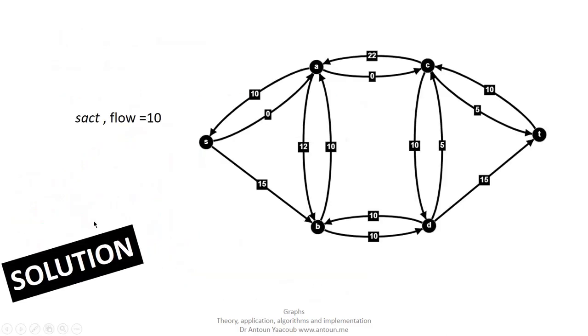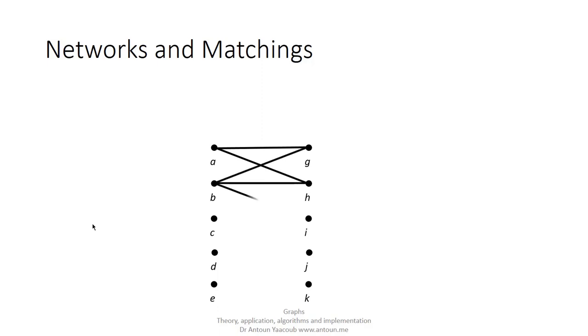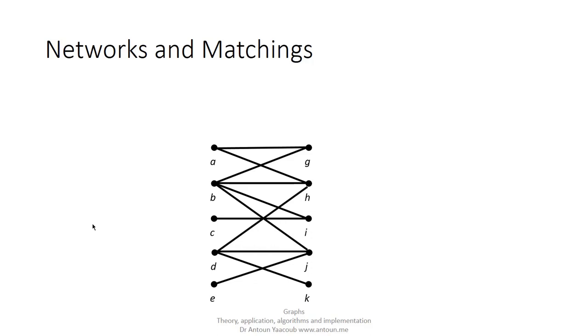The last part is about networks and matching. Network flows can be used easily to solve bipartite matching. Let's suppose I have these two sets and I need to find a matching. As I have said, I can add a super source and a super sink. Let's suppose I want to achieve a maximum.